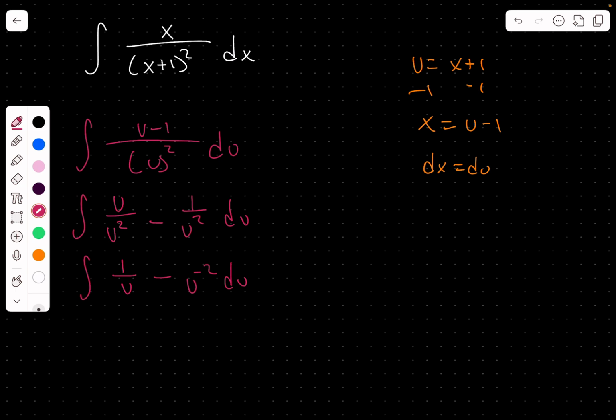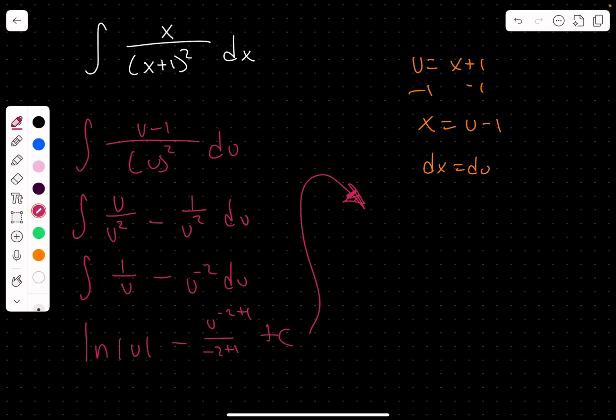All right, now we can find the antiderivative. And we get what? When you see this, I hope you know what it is immediately. Natural log. Okay, ln. Now, minus u to the negative 2 plus 1 over negative 2 plus 1, plus c. Running out of room. We get what? ln of u minus u to the negative 1 over negative 1 plus c.